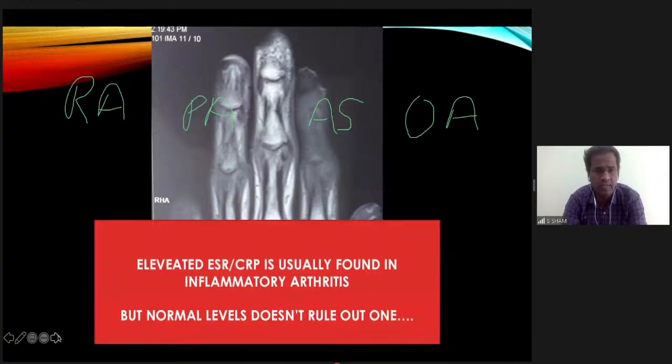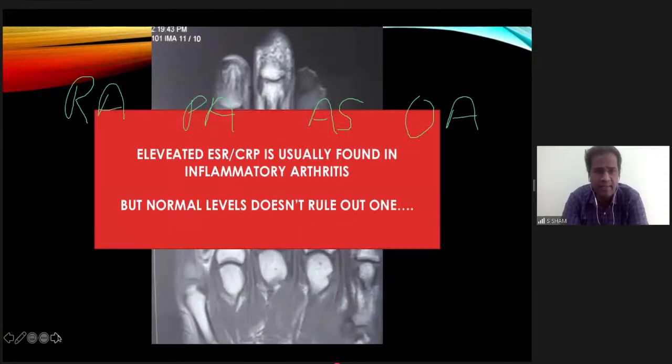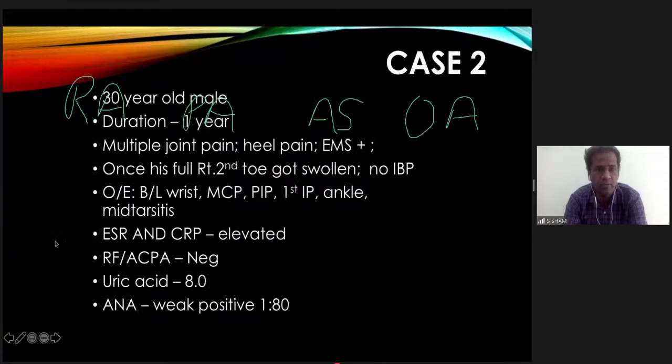So the take-home message from this slide is elevated ESR, CRP is usually found in inflammatory arthritis, but normal levels don't rule out inflammatory arthritis. So only the clinical picture is important. Either you can go ahead and treat the patient, see the response by 3 months. If not, if the patient is willing and is able to afford, you can directly go for an MRI and prove it's arthritis. So majority of the patients, 80 to 85%, will have elevated inflammatory markers, but in seronegative, maybe around 10 to 15%, the ESR-CRP might be normal. Sometimes in spondyloarthritis, the percentage is even more. They don't always correlate. So ESR-CRP does help, but not always. So just this will be the take-home message.